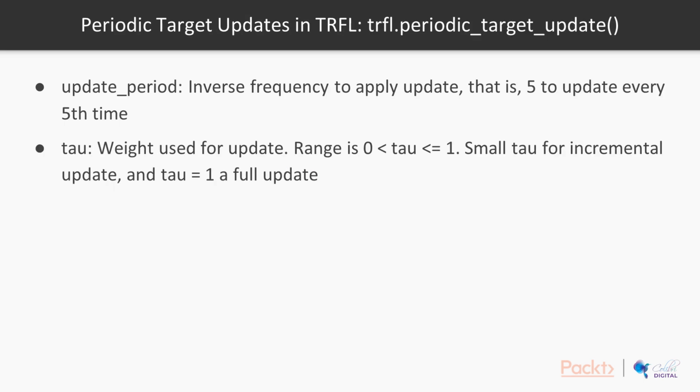Note the update period is inverse frequency, i.e., if you want to update every fifth time, set this argument to 5. Periodic target update also has the tau parameter that controls how much we update the variables.